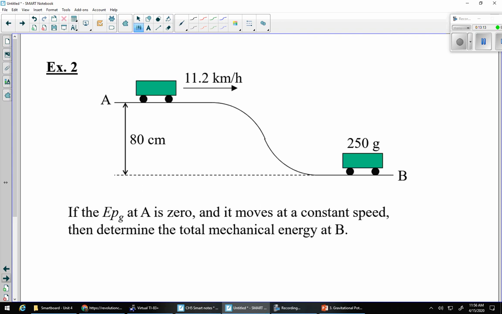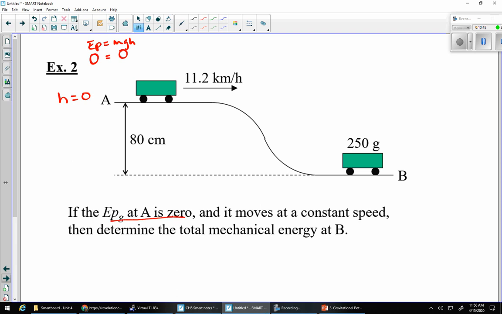So quick example here. We've got the gravitational potential energy at A is 0. What does that mean my reference height is? So if EPG is equal to mgh, and I've got 0 gravitational potential energy, that means this side of the equation also needs to be equal to 0. Well, I can't have 0 mass, can't have 0 gravity. That means that this has to be my reference height. This is a height of 0. Cool. So it says the gravitational potential energy at A is 0. So we've dealt with that one.